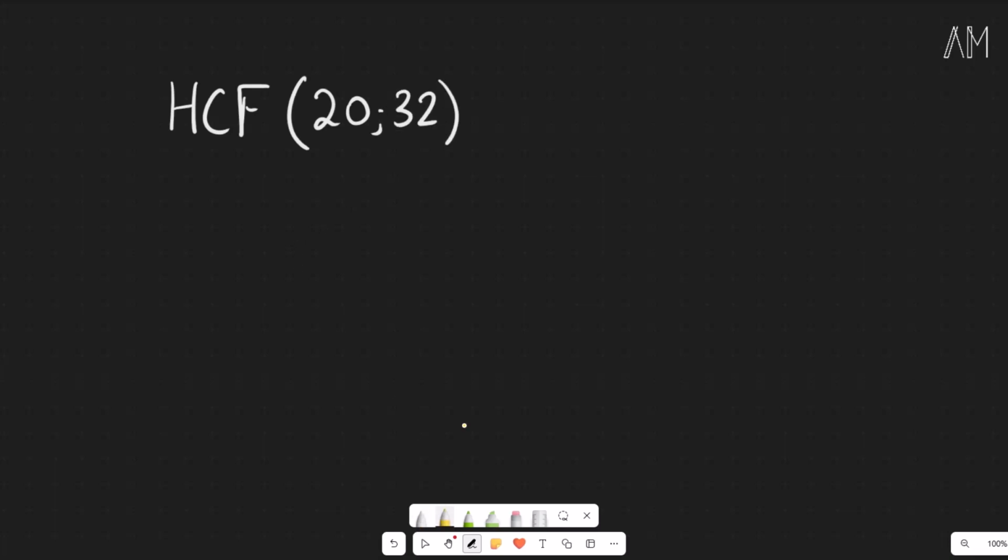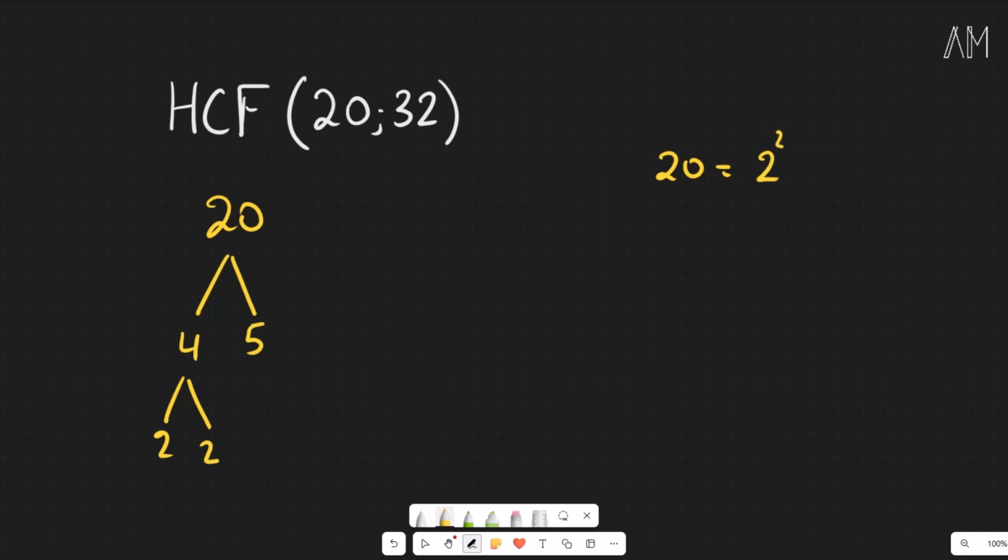So let's get started by finding the highest common factor, or the greatest common factor, HCF or GCF, both of them mean the same thing. Let's get started with prime factorizing 20. So 20 is simply 4 times 5, break down the 4, and there we go, we're done. 20 is 2 to the power of 2 multiplied by 5.